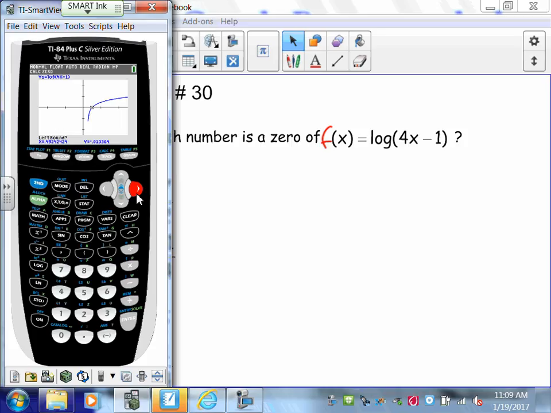Once it's on top of the 0, that way your calculator knows the directions to go now. So left, enter, right, enter, enter. That tells you the answer.